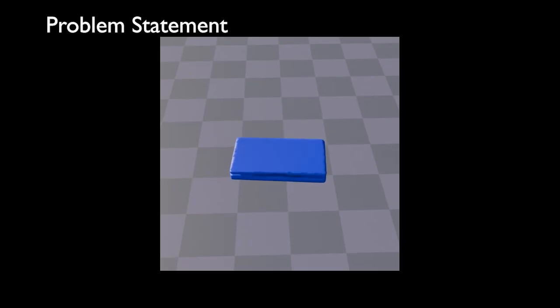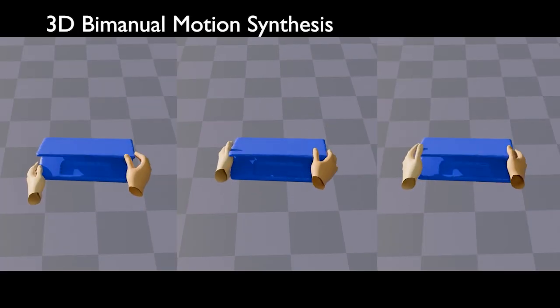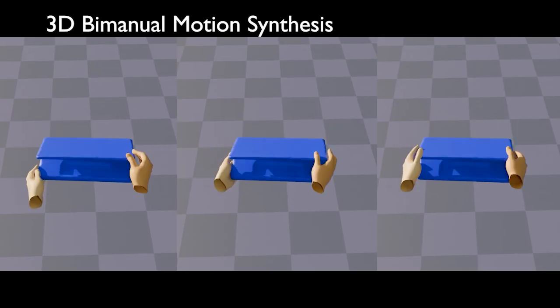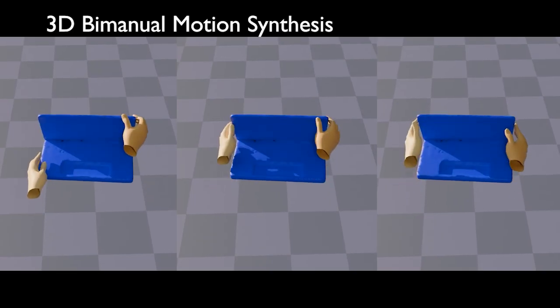Imagine you're an artist who has already defined the trajectory of an object for your animation. The next step is creating the hand motions that interact with the object, but traditionally, this requires tedious keyframing for each movement. We present an automated method to generate 3D bimanual interactions with articulated objects, producing a variety of hand motions for the same object trajectory.